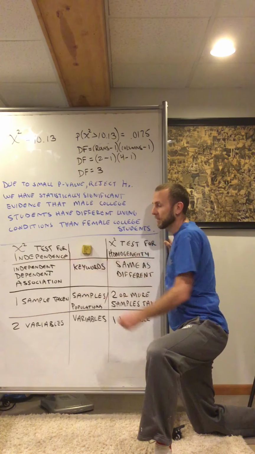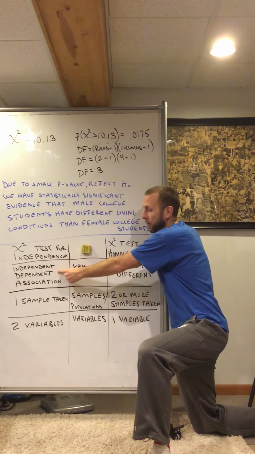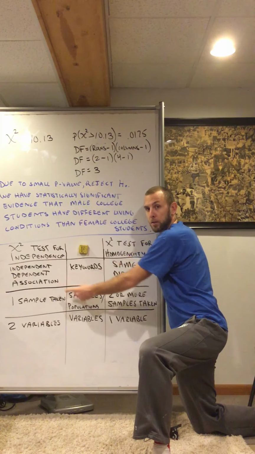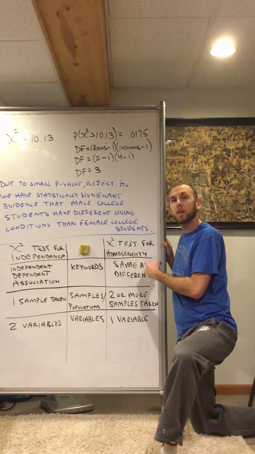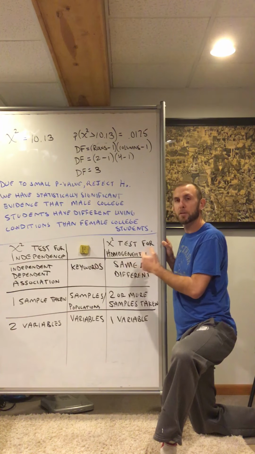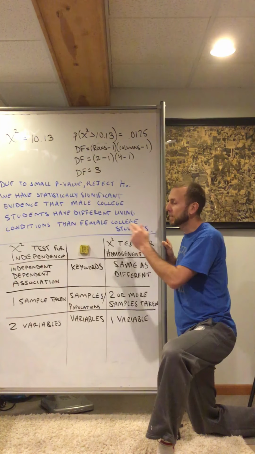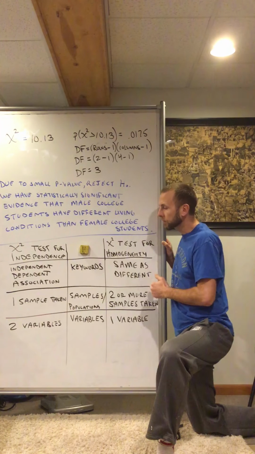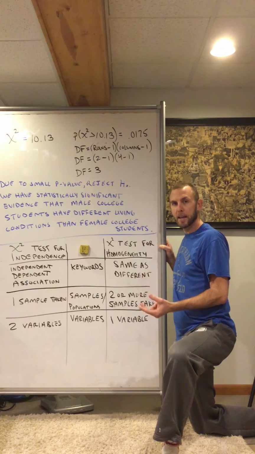When we have tests for independence, the keywords you're looking for are independent, dependent, or association, just like we talked about in the first video. In homogeneity, you're looking for one of these keywords: same as or different from. When you see those keywords, you can be fairly confident that you have the right procedure.